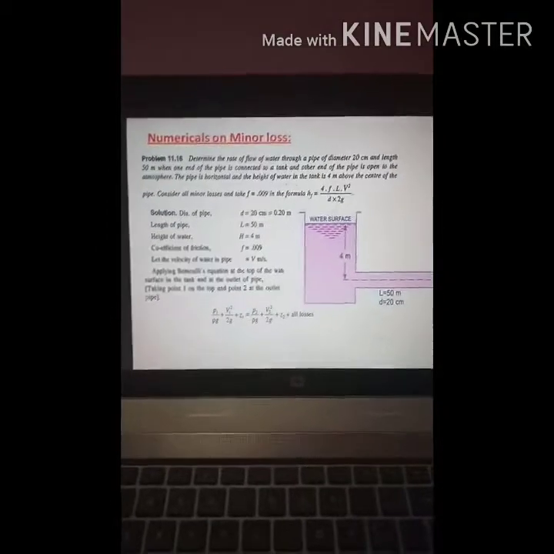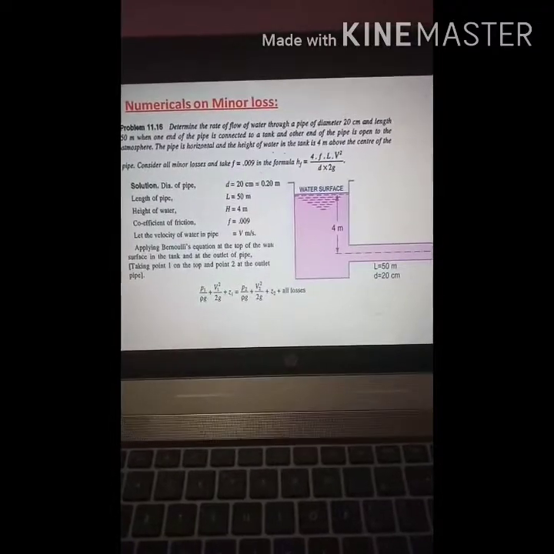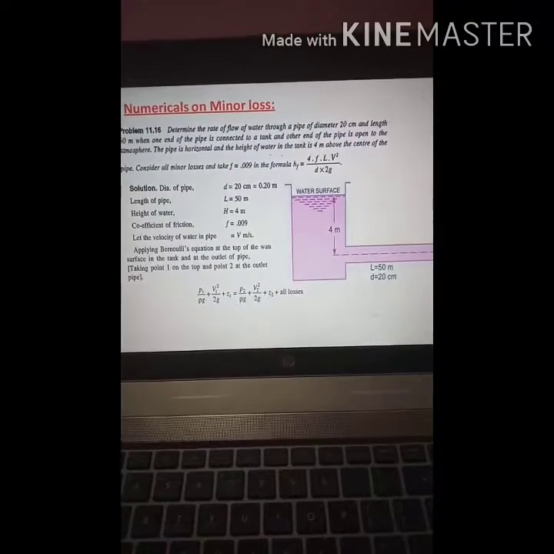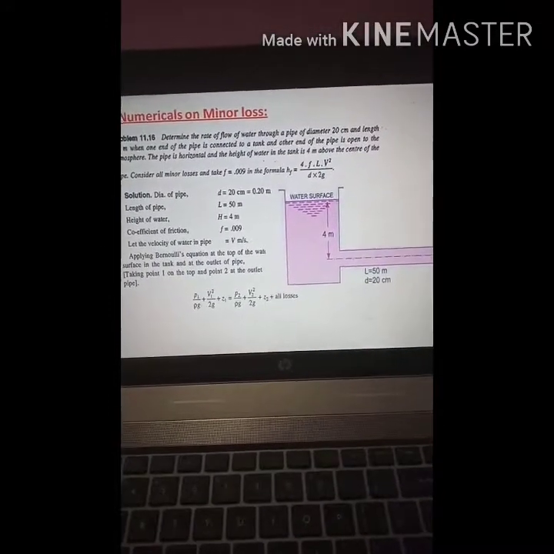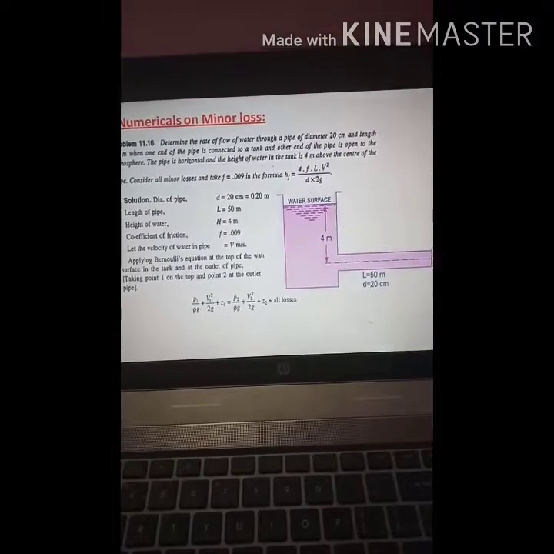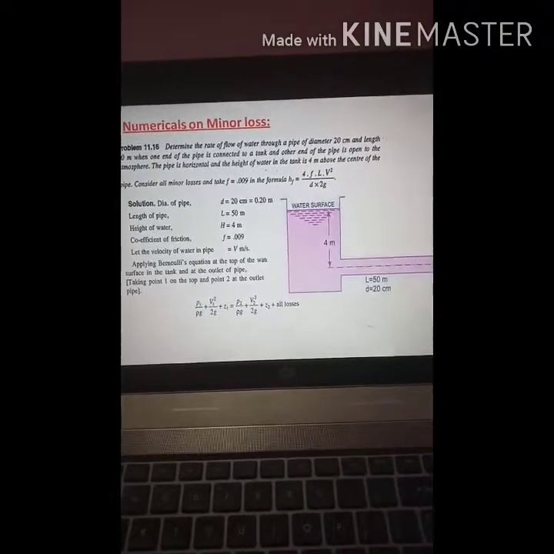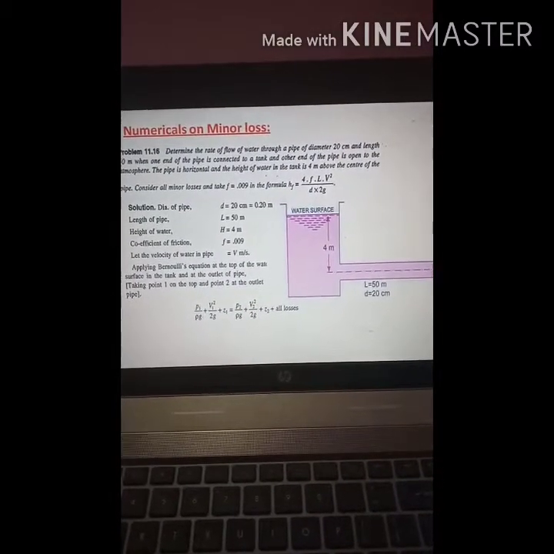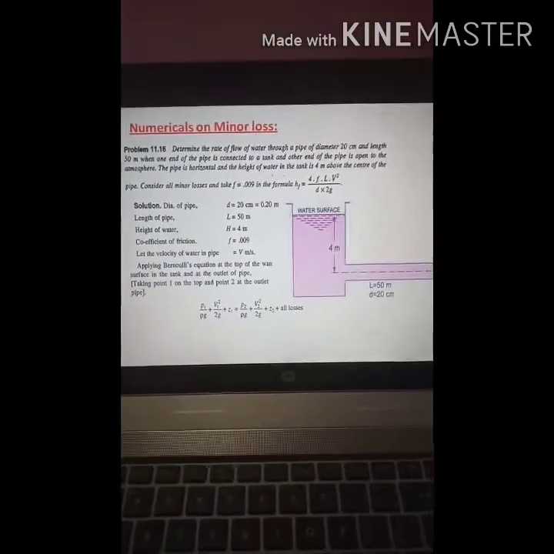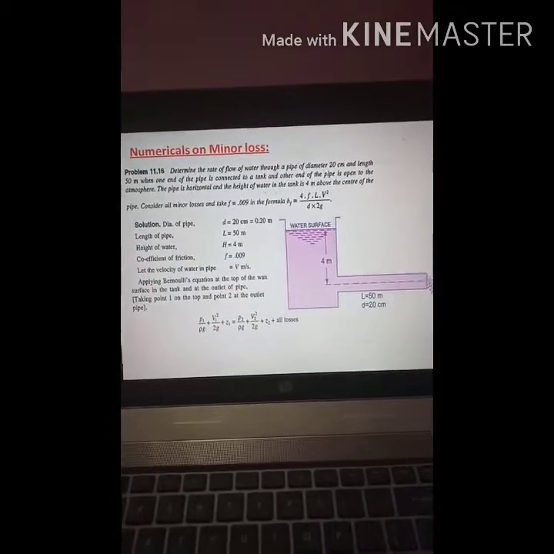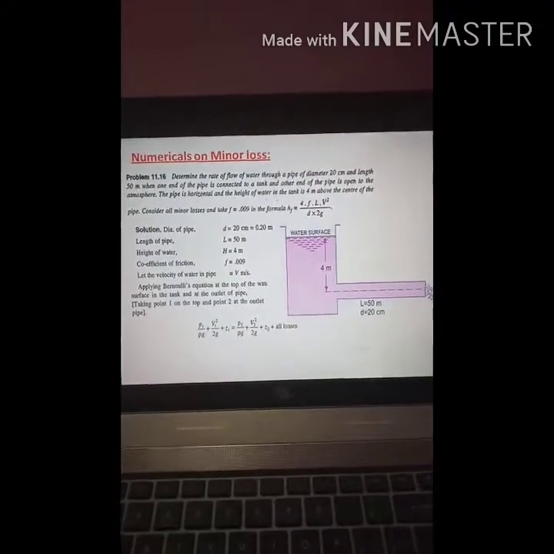Now let us see some numericals based on the minor loss. Determine the rate of flow of water through a pipe of diameter 20 cm and length 50 meter when one end of the pipe is connected to the tank and the other end is open to the atmosphere. The pipe is horizontal, the height of water in the tank is 4 meter above the center of the pipe. Consider all minor losses and take the coefficient of friction as 0.009 in the formula hf = 4 f L V square by 2gD. In this numerical, you have to consider both the major loss as well as minor losses, because the formula for hf is also given.